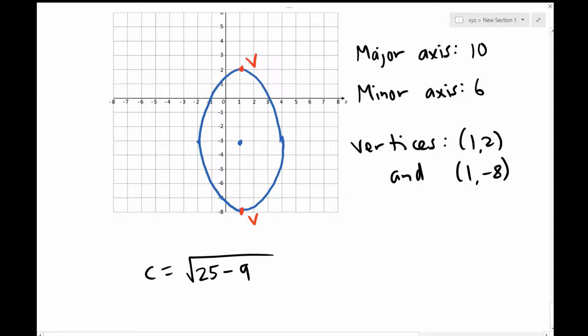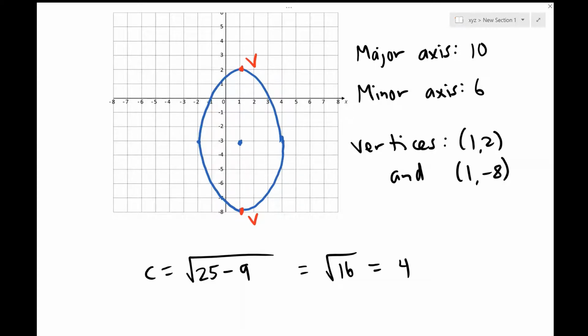But if you go back and look at the original equation, it's just looking at the quantities that you have in the denominators, and we're simply subtracting those. So this gives me the square root of 16, and of course that will simplify to 4. Now I'm not finished yet. This doesn't tell me the actual coordinates of the foci. Again, this c value is just the distance from the center to each focus. So that tells me that the foci are each going to be 4 units from the center.